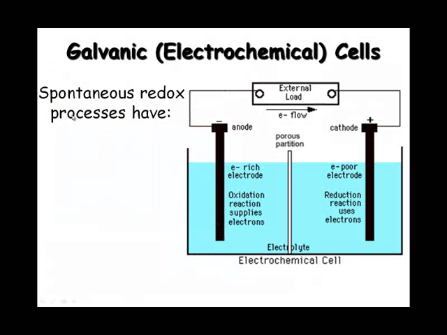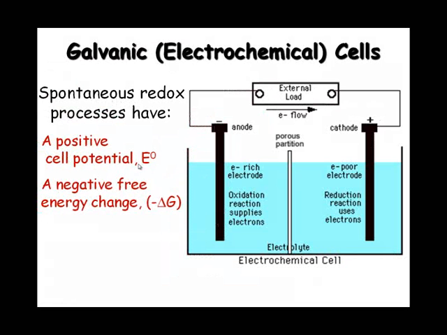Reactions that occur in electrochemical cells are spontaneous by definition, which means they produce a positive number of volts. So they are spontaneous, with a positive cell potential, and they also have a negative free energy, which also indicates that they are spontaneous.